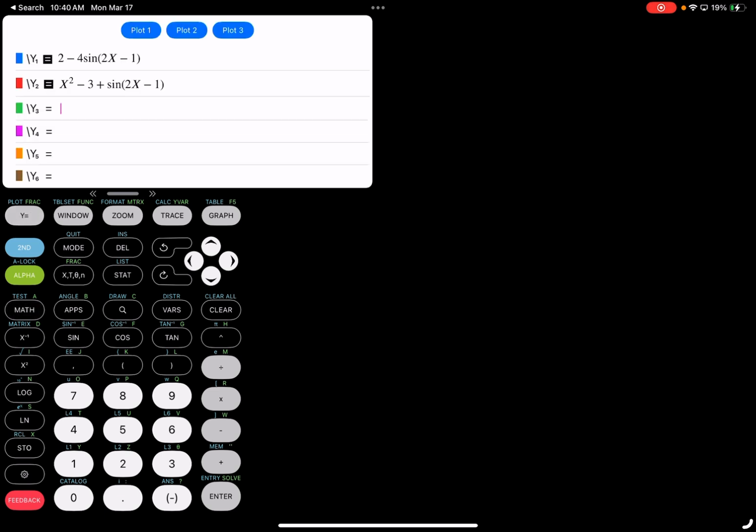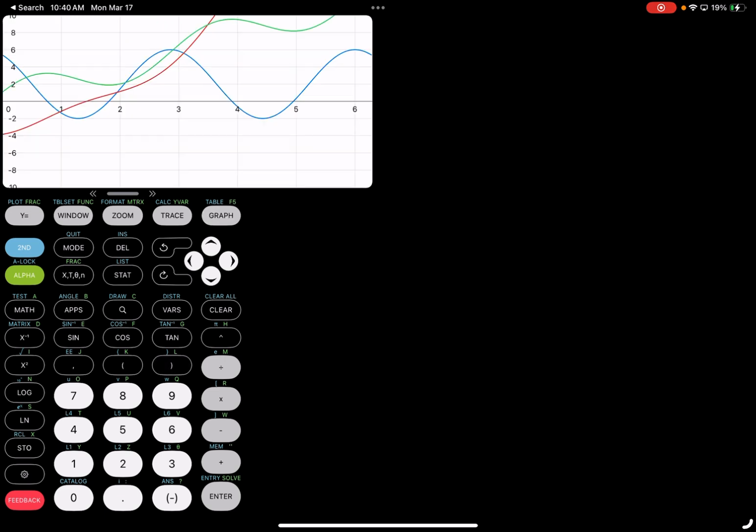What was the first derivative? 2x plus 2 cosine 2x minus 1. Now watch this. The green one, the peaks and valleys, look at the peak for the green one. It's where the second derivative equals 0, and it's where the point of inflection actually occurs on the original.